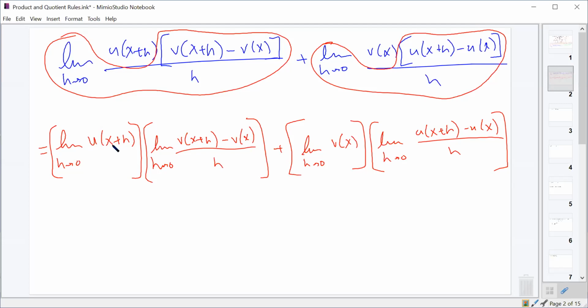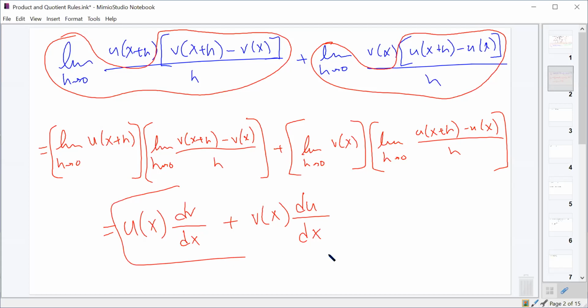And so what's the limit as h approaches 0 of u of x plus h? Well, that ought to just be u of x plus 0 or u of x. And this right here is the difference quotient with a limit as h approaches 0 for v of x. So that is the derivative of v with respect to x. And then over here, as h goes towards 0, v of x is just v of x. And this is the difference quotient with a limit as h approaches 0 in front of it for the function u of x, which ought to be the derivative of the function u. And this is our product rule. If we have u times v, one function times another, its derivative ought to be u dv plus v du.